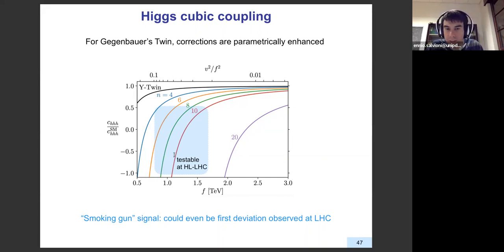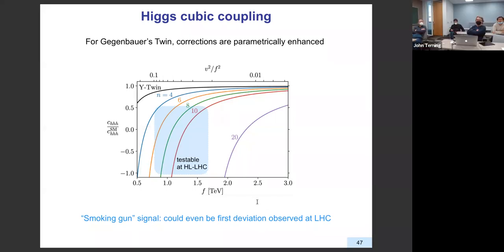In fact, in principle, they can even be tested at some level at the LHC, because the sensitivity is roughly to half of the standard model value by high luminosity. So I think in principle it is possible that this could be a first hint of a deviation in Higgs couplings at the LHC. Have you had a look at the quartic Higgs coupling?